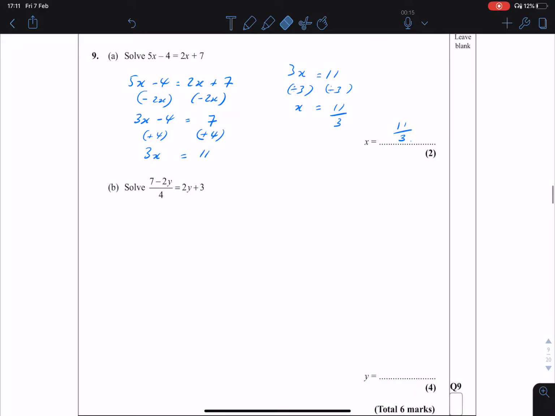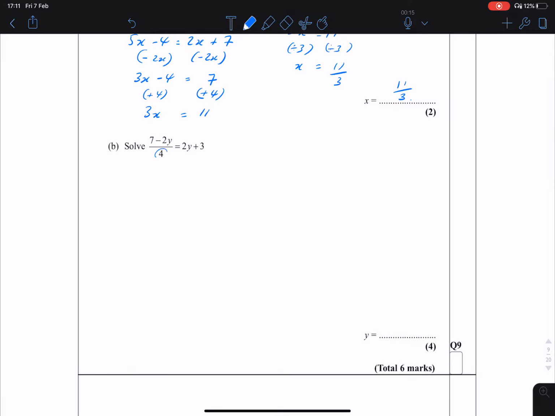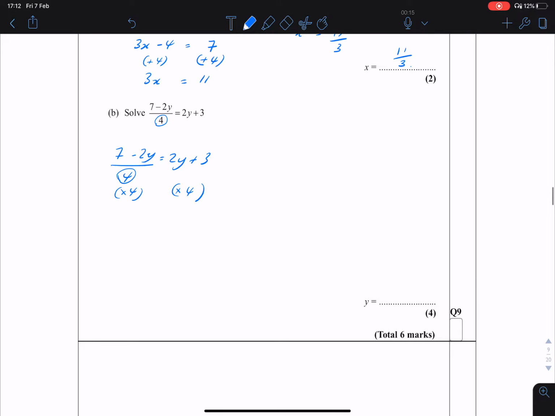Right, this next one's okay. We need to get rid of this 4. So remember, if there's something in the denominator and we want to get rid of that denominator, we just times by everything that's in the denominator. So times by 4 will get rid of that 4, but we're going to have to times everything on the other side by 4 as well. So 7 minus 2y equals 4 times 2y plus 3.